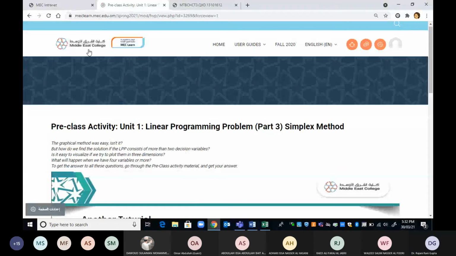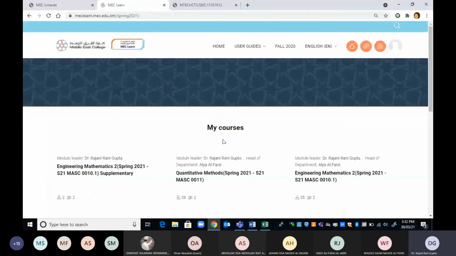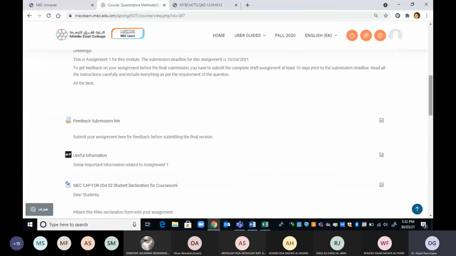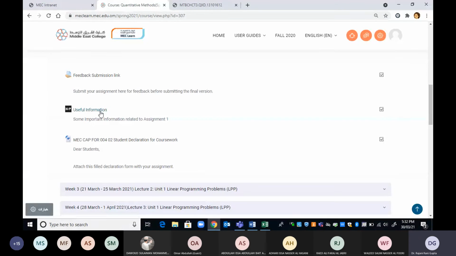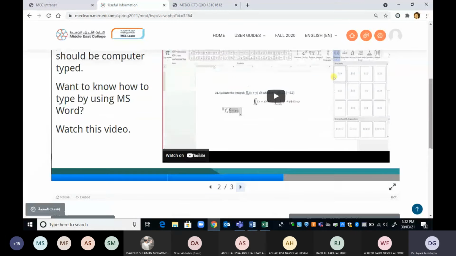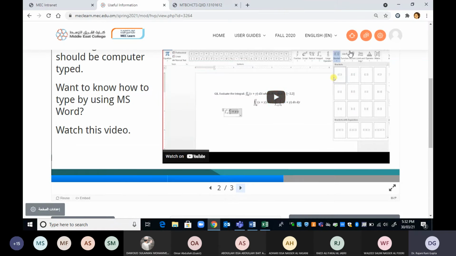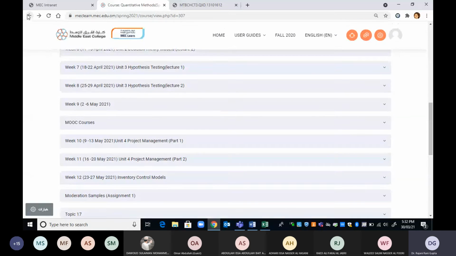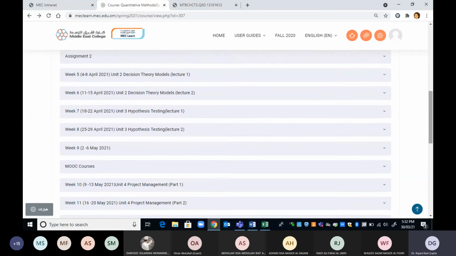Here in assignment 1, if you look at this useful information, there is a video explaining how to type the words, the equation x1, x2, x3. So you can refer to this. Now, this is about the simplex method. Once you complete this, we have some more questions to solve here for your practice. You can find it here.